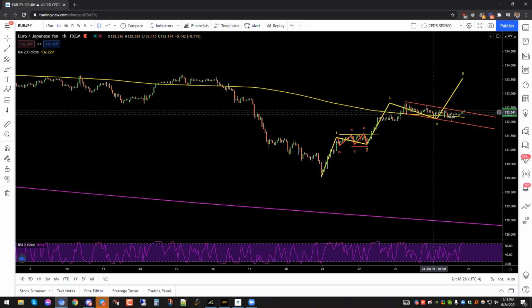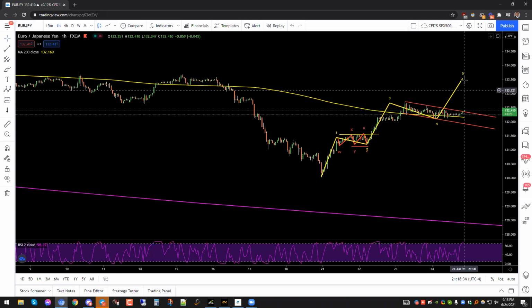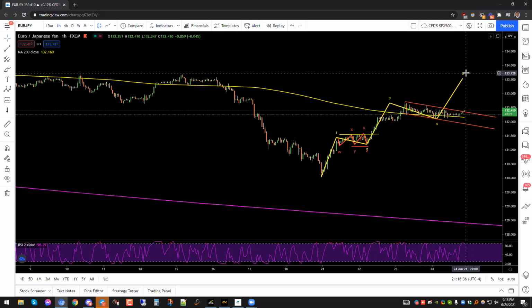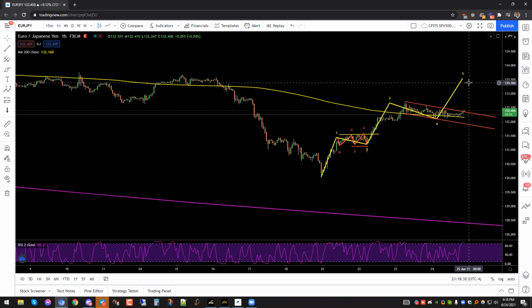Okay, this type of flag type formation. So we already have a breakout. Once price closes outside here, it would add some confirmation that price is potentially looking to continue to the upside to complete our wave 5. Okay. So let's take these off.